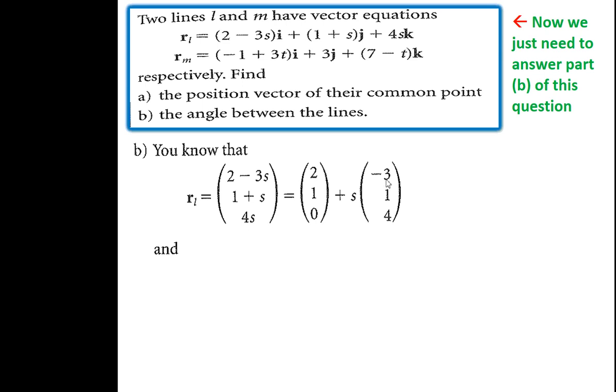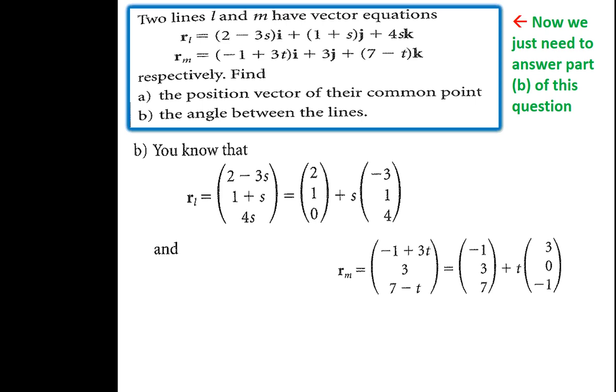So basically it's broken up into the vector equation of a line form. Here's our direction vector here. And on top of that, we also know that r of m was this one, same thing. The scalar in this case would be t. So we've got -1 plus 3t. Here's our direction vector. We've got 3 plus 0t. You would write that because there's no t next to that one. 7 minus t, 7 plus -1t. So we've got those two vector equations of the lines worked out now.